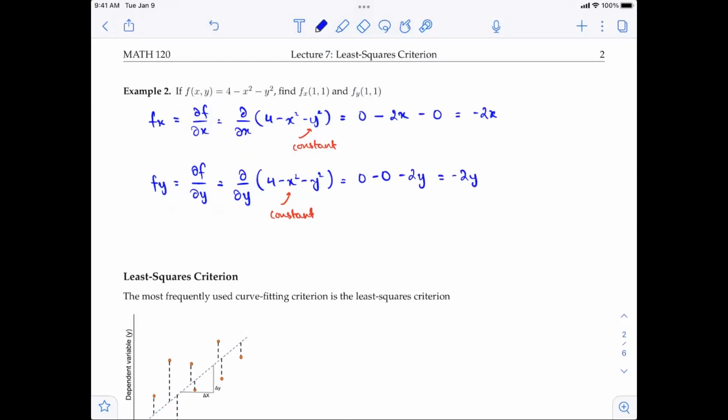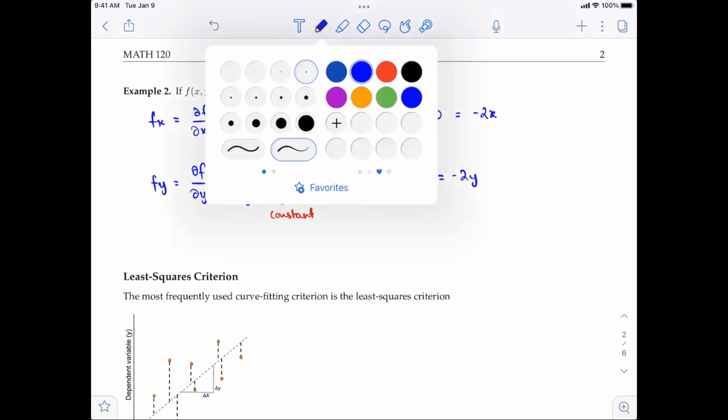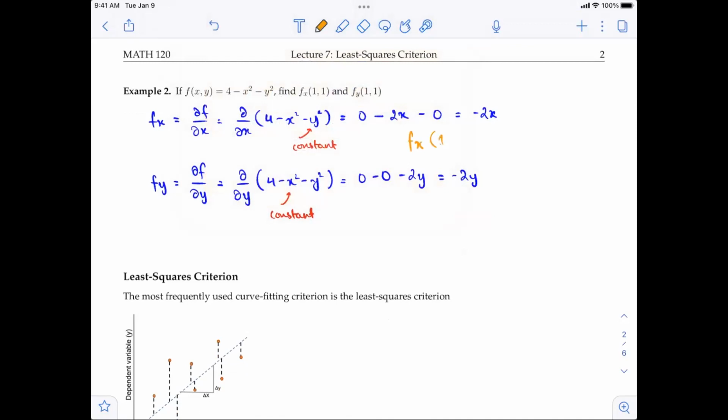And then you can evaluate these partial derivatives at a point, right? The given point in this case is (1, 1). So f sub x of (1, 1) is -2 times 1, equal to -2. And f sub y of (1, 1) is -2 times 1 as well. It's -2. All right, I know this is not as extensive as the problems that we need, but at least it gives you some idea of how partial derivatives operate.